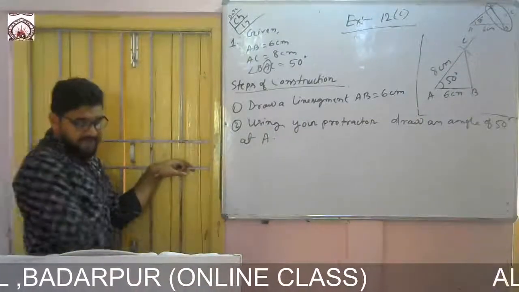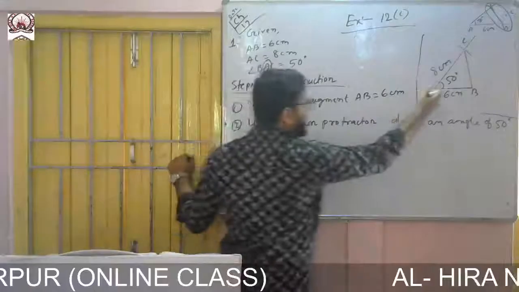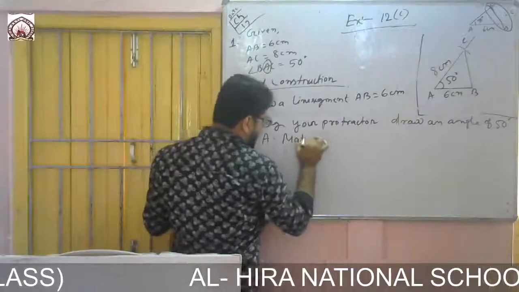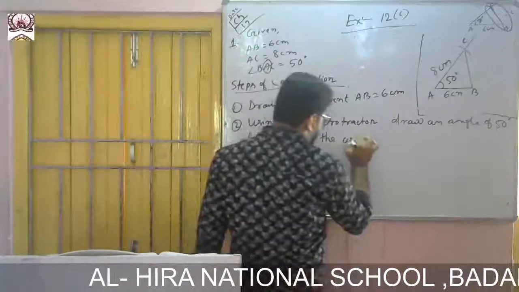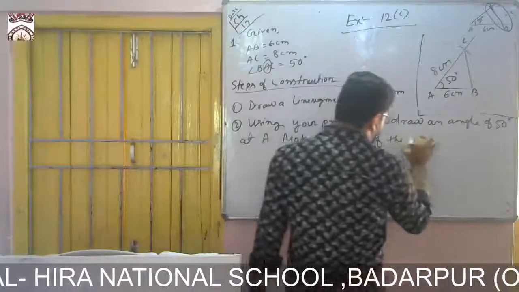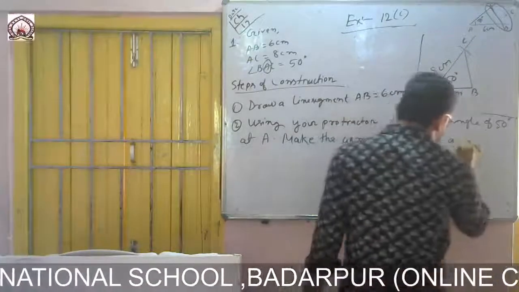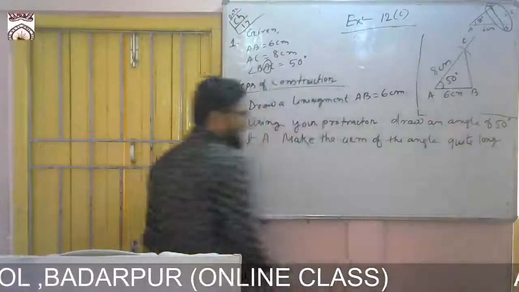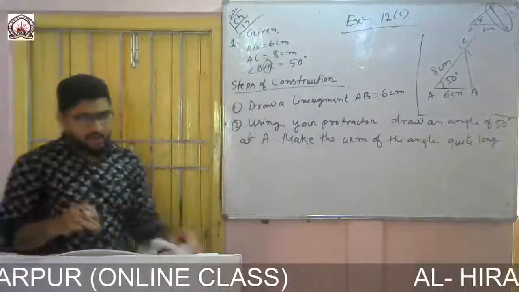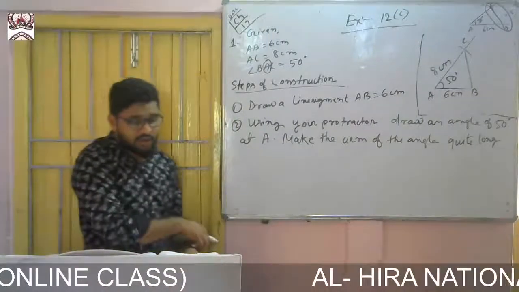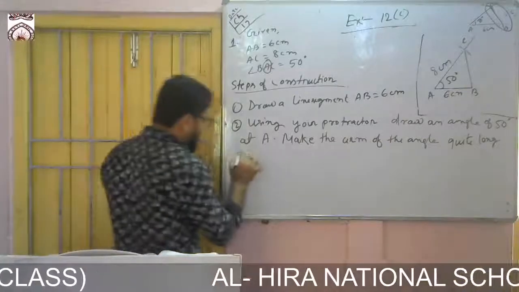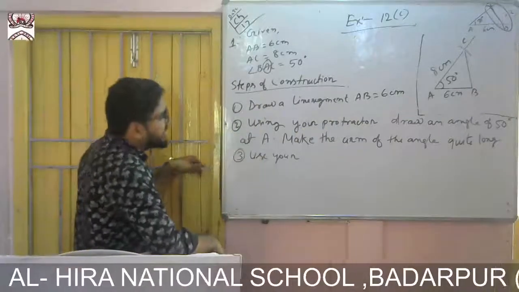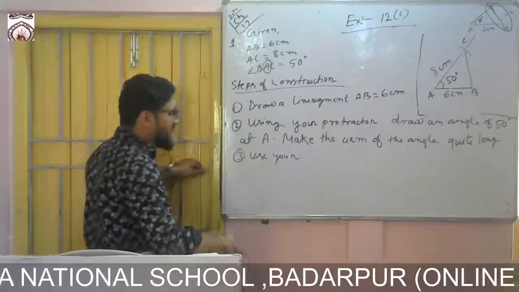Make the arm of the angle quite long. As I said, make the arm of the angle, that means this line segment, quite long. This one you need to write: make the arm of the angle quite long. Now step 3: use your compass to measure. Whatever you have done, you are writing in good English.